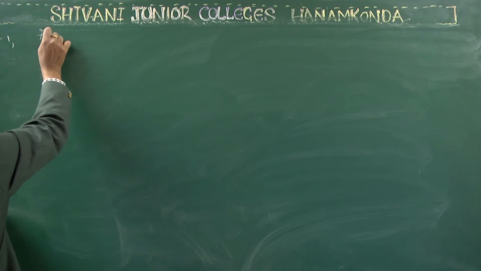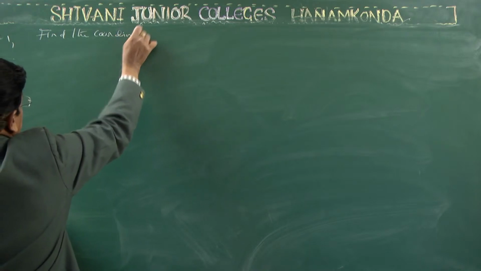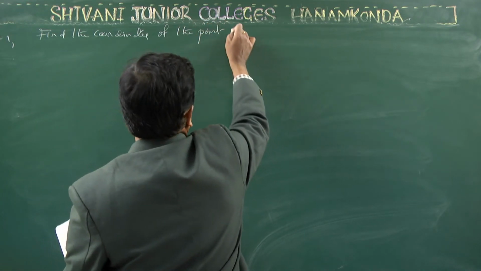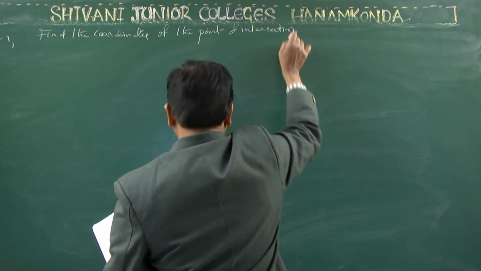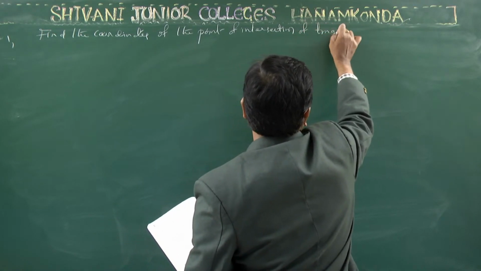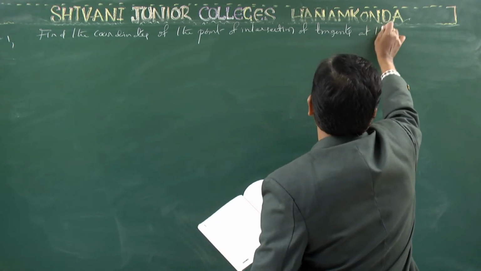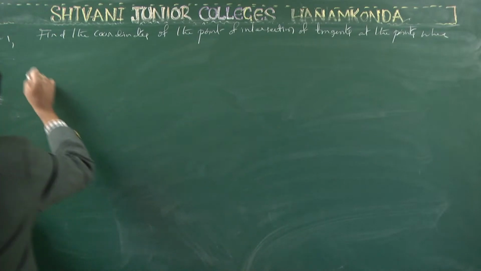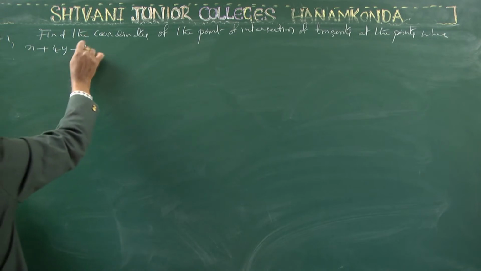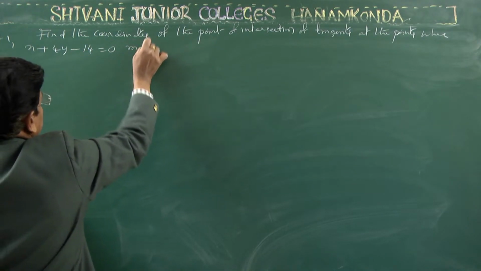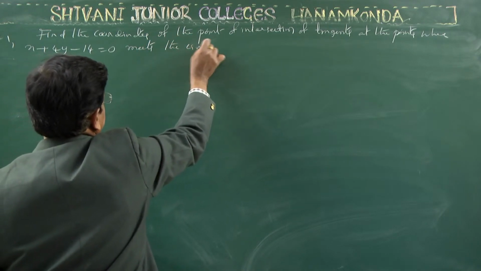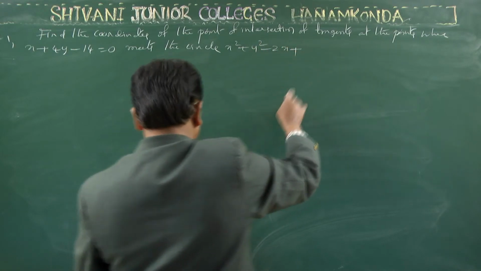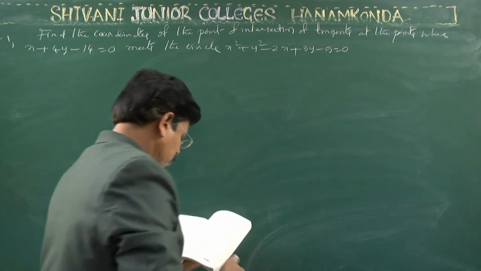Find the coordinates of the point of intersection of tangents at the points where x plus 4y minus 14 is equal to 0 meets the circle x square plus y square minus 2x plus 3y minus 5 is equal to 0.